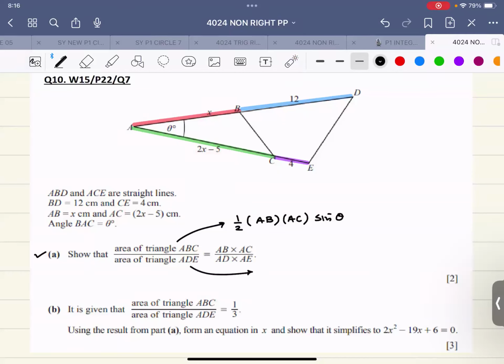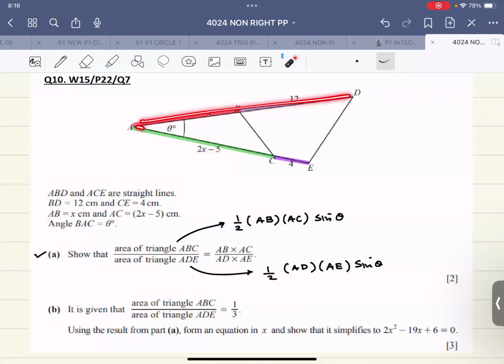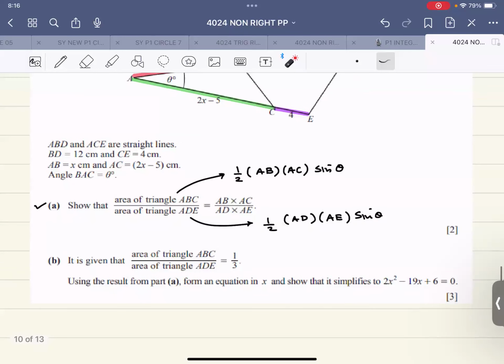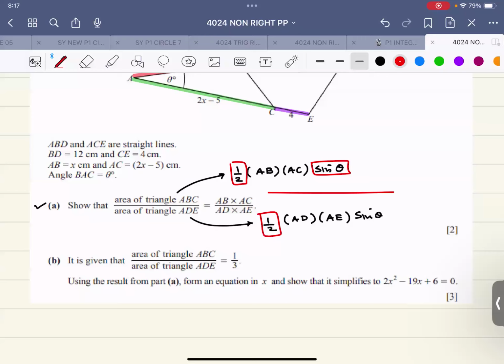Similarly, the area of triangle ADE is half into AD into AE into sine of theta. Again, double check this and the same angle. Now, when I divide, this half cancels out, this sine theta cancels out. What am I left with? AB, AC over AD, AE. That is the ratio that we are talking about. So that is for the first part.